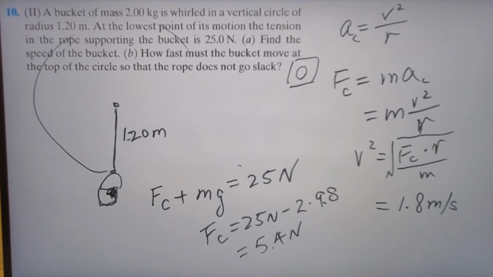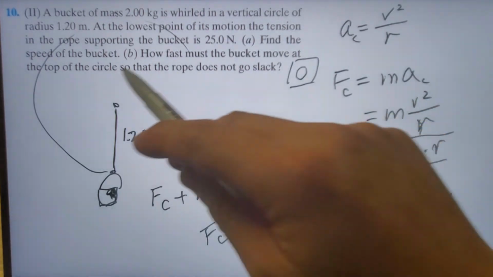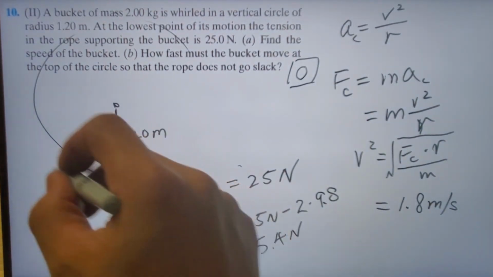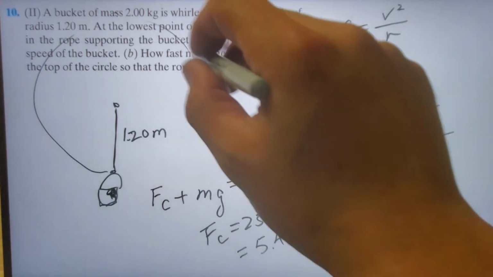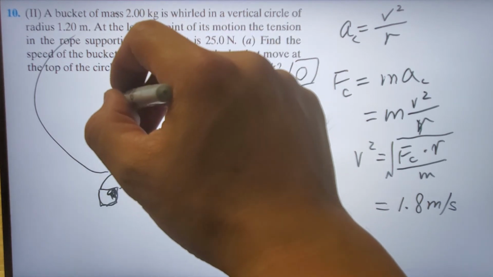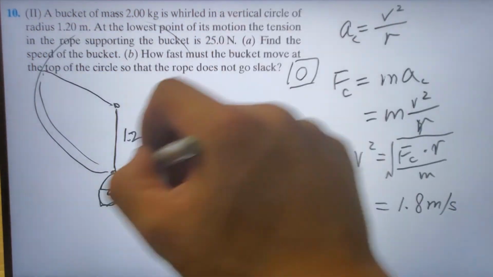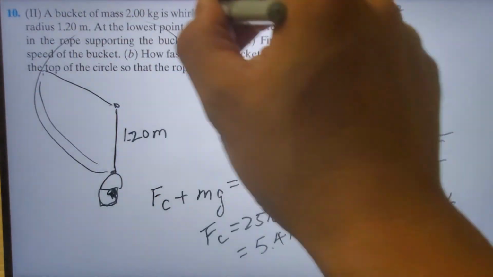Let's look at part B. How fast must the bucket move? If the bucket moves very fast, then it's fine. If it moves too slow, what happens? Maybe the bucket ends up over here. It may not go for the full circle. It may just come here and swing back and forth. We have to have enough velocity so it can go one round.